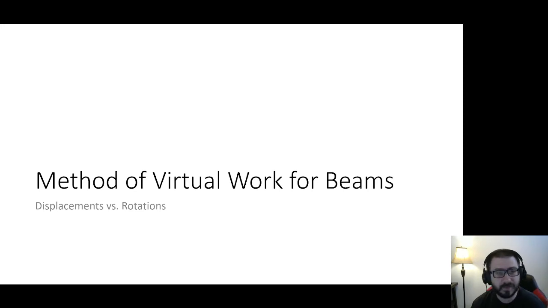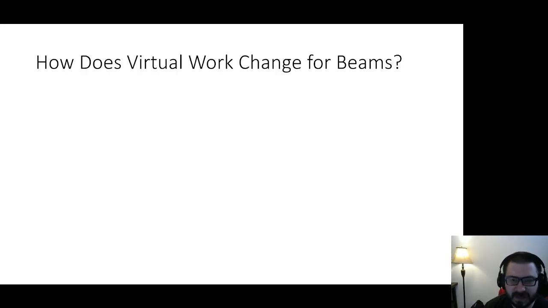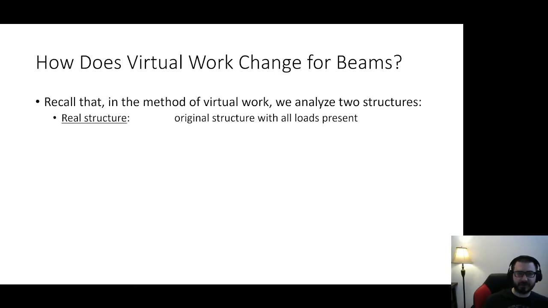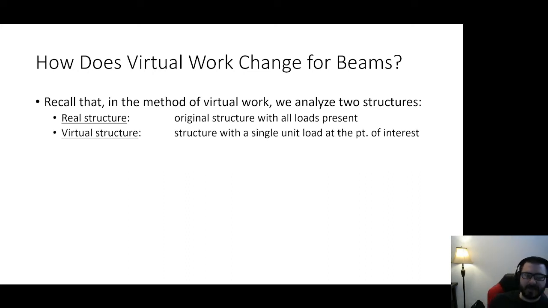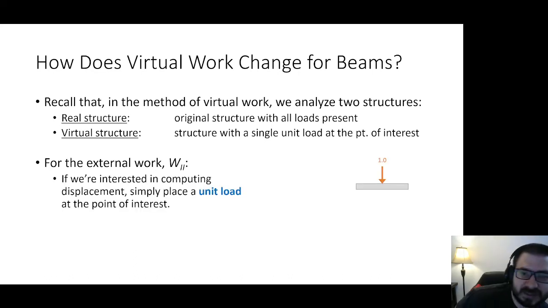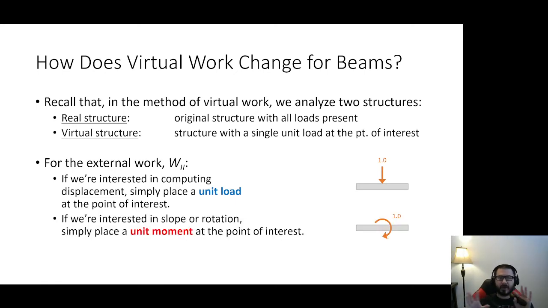So how do we use it? Well, let's put this into the land of virtual work. How does virtual work change for beams? Well, in the land of virtual work, we always analyze 2 structures. We have the original structure with all the loads present, and then we have the virtual structure, which has a single unit load at the point of interest. So for external work, if we're interested in computing displacement, we just place a unit load on the structure. But if we're interested in determining rotation, we place a unit moment at the point of interest.